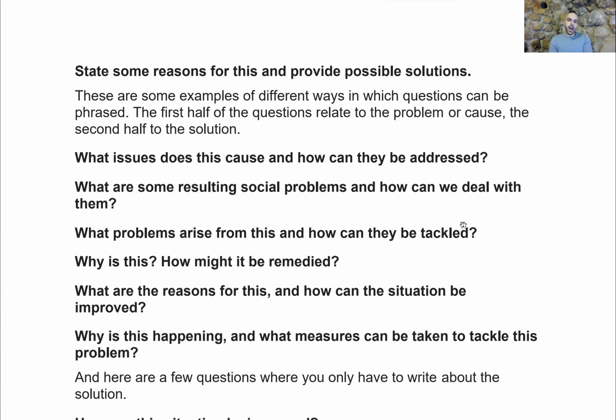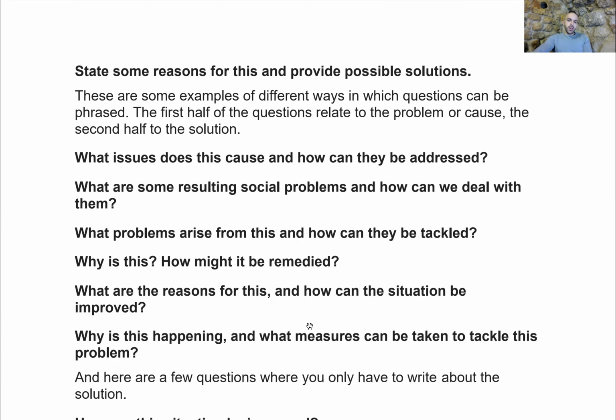Why is this? How might it be remedied? Why is this means reason or cause. How might it be remedied? Remedied means solved, okay? Remedied comes from the noun remedy. Remedy means a therapy. It could be a solution as well, a solution of a specific matter.